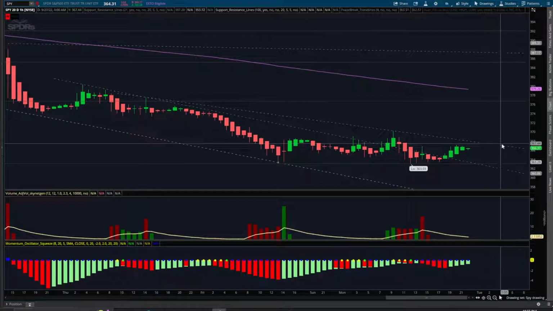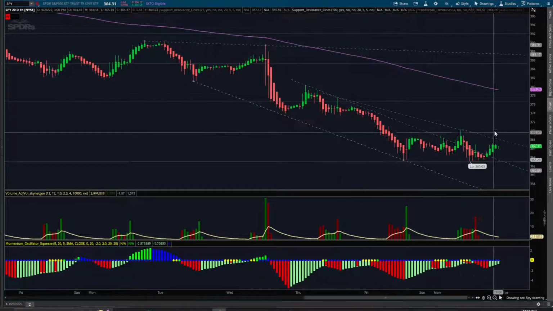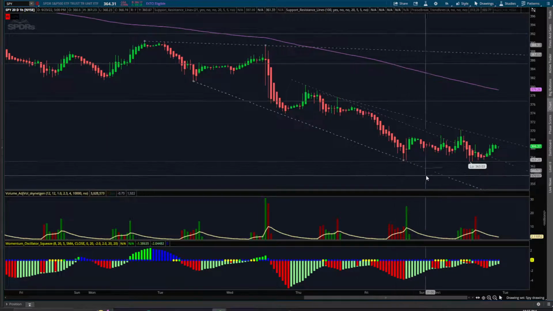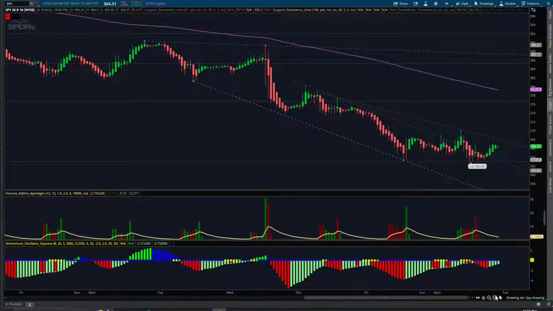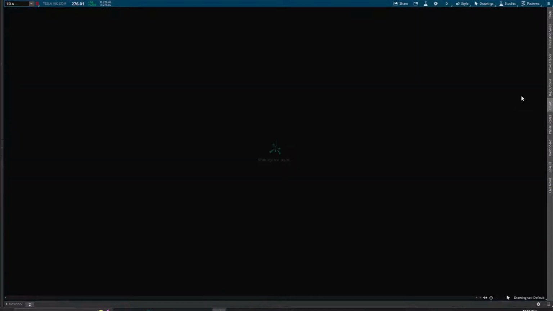we need to break above this trend. So something to keep on watch for tomorrow here on the hourly. Break above here. Oh, we start breaking below 363. You know, now we can start making new lows. So keep that on watch for tomorrow. Let's go ahead and watch Tesla. And let's start Tesla with the daily here.